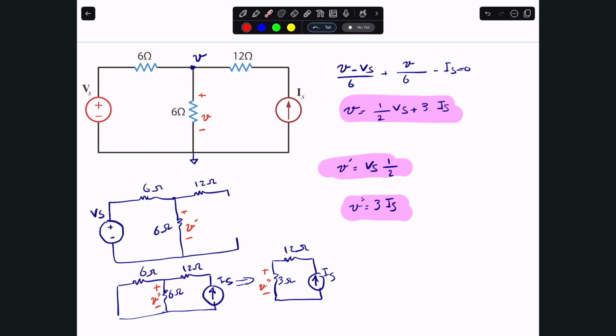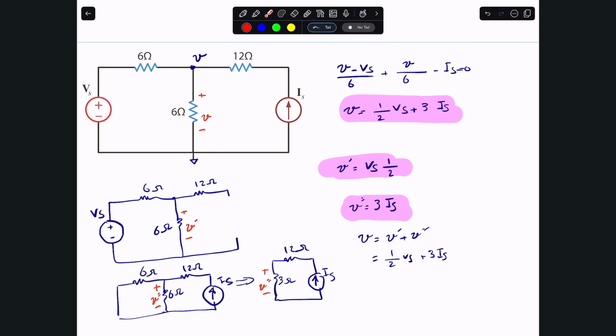Well, superposition tells me, and I can see it in the equation here, that if you want V, what you have to do is just say V prime plus V prime prime, and you will get half Vs plus 3 Is, which is the same as the equation we started with. So what superposition tells me is that this V, or any voltage or current throughout a linear circuit, when everything is linear like what we have in here, is simply the effect of Is and Vs combined, or added. This is because it's linear.